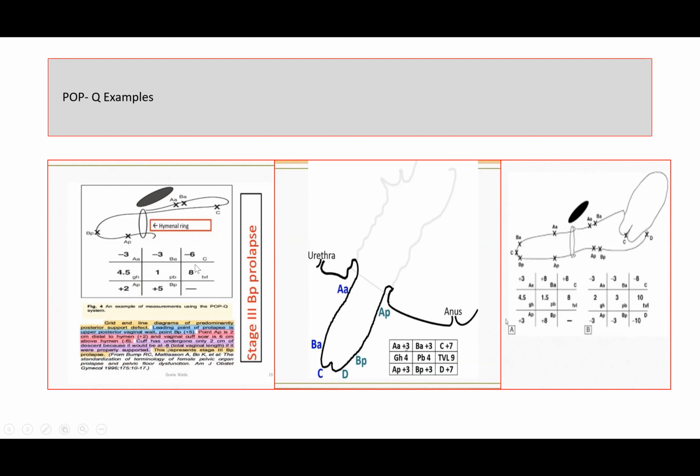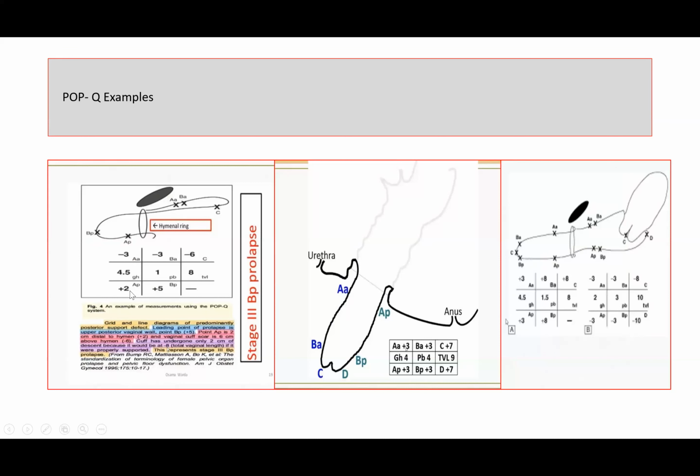So here in this first diagram, come to this anterior vaginal wall. What do you see? Is there any prolapse? No. Why? Because the value is normal. AA is minus 3, BA is minus 3, C is normally total vaginal length minus 2. It is minus 6 centimeter. So there is no prolapse in the anterior vaginal wall.